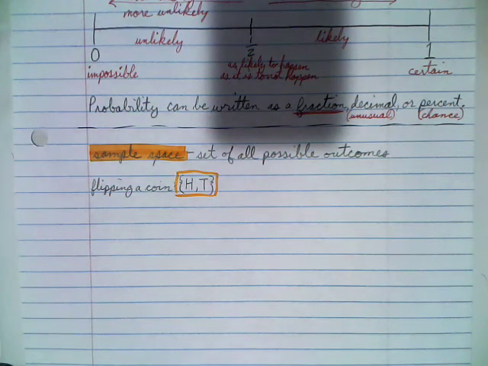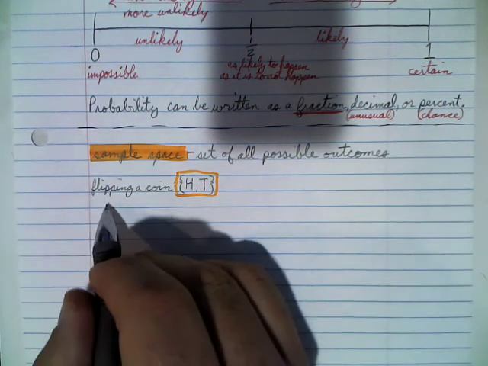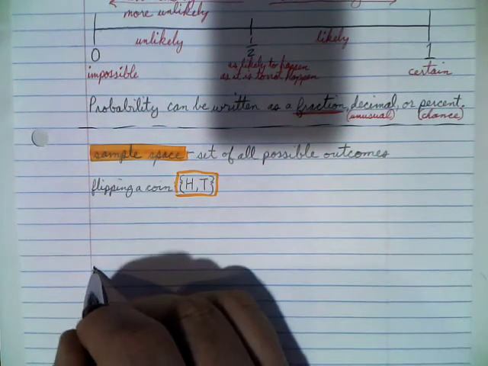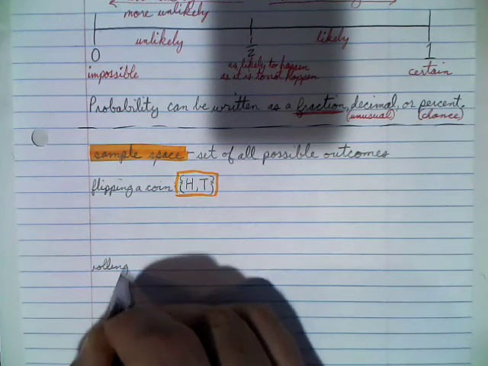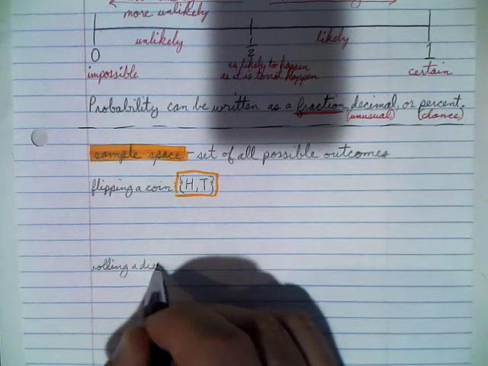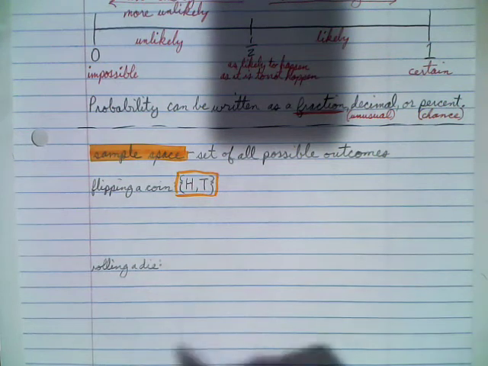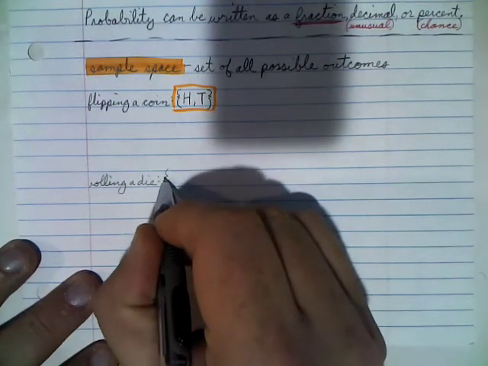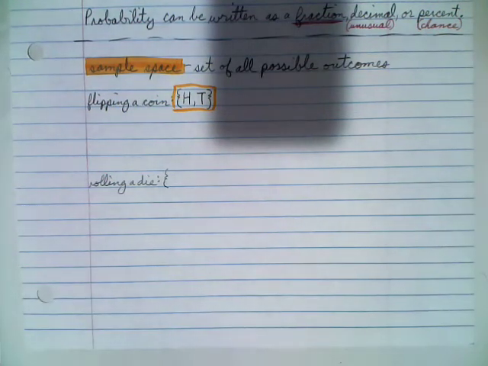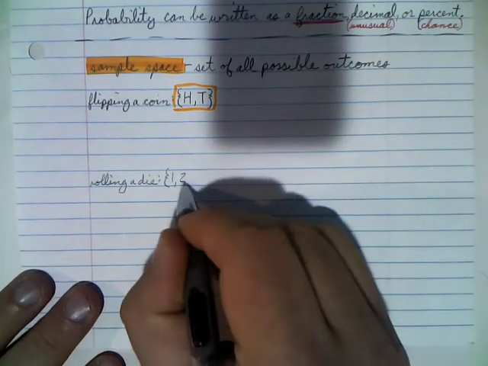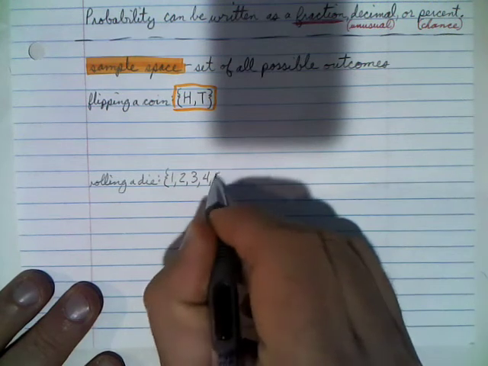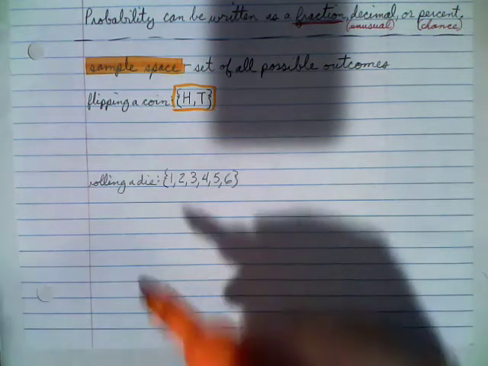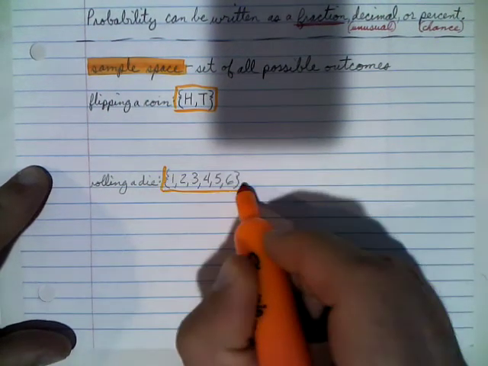What I'd like you to do now, please, is skip 4 lines. There's going to be a reason for it in just a second. We're going to talk about rolling a die. Make sure you skip those lines for what we're about to do next. So let's say we're rolling a die and we want to find our sample space. You roll a die. What could you get? Well, I could get a 1, a 2, a 3, a 4, a 5, or a 6. That would be the sample space for rolling a die.